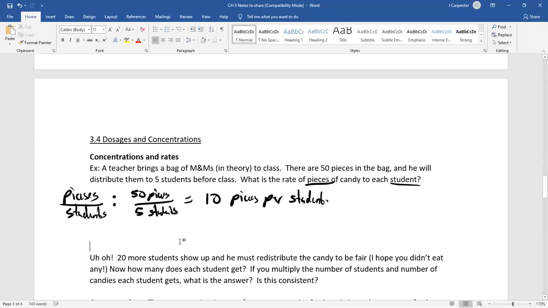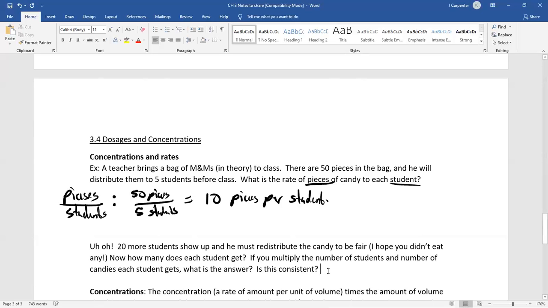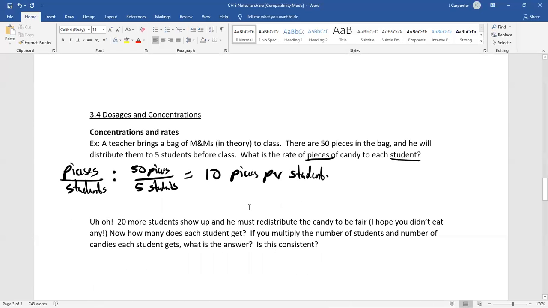But uh-oh, I didn't distribute my digital M&Ms before class. I didn't do it on time. And all of a sudden, right at the start of class, 20 more students show up, which is a bit exaggerated for this because half of y'all aren't watching live, and that's okay as long as you're watching. But let's just pretend I had 20 more students show up. And so I'm going to say, all right, well, the people that I was giving the candy to, give it back to me.